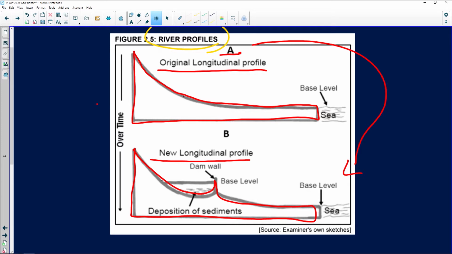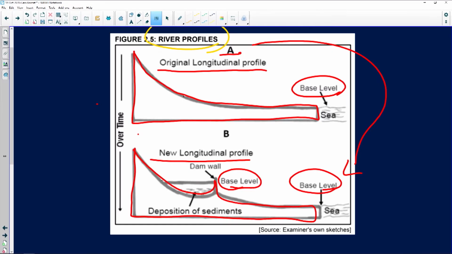Now, if we look at the information, the labels, they've mentioned the base level. At the ocean, it's still there, the base level. And there's a new base level being added at diagram B. And this base level is a dam wall. And then I also have mentioned the deposition of sediments. Now, there's a lot of information that's been given to us on this diagram, and I'm quickly going to explain it to you.